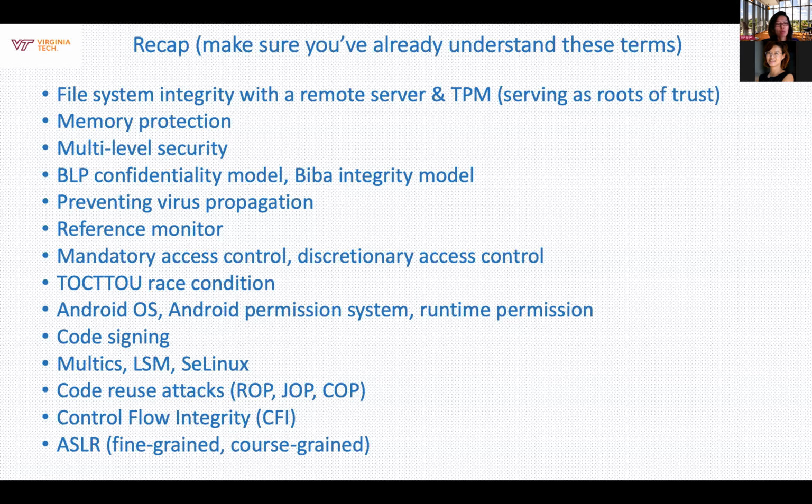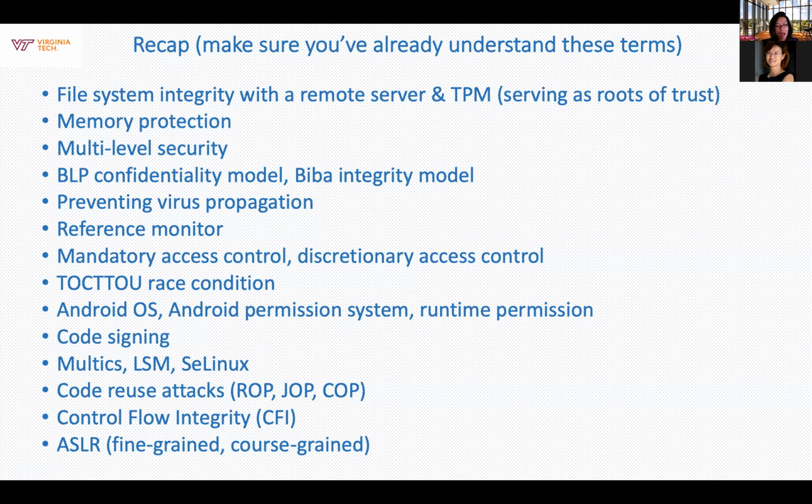We also talked about a more modern OS, Android security, and its permission-based system. Every app needs to request permissions. The user needs to approve at runtime at least once.